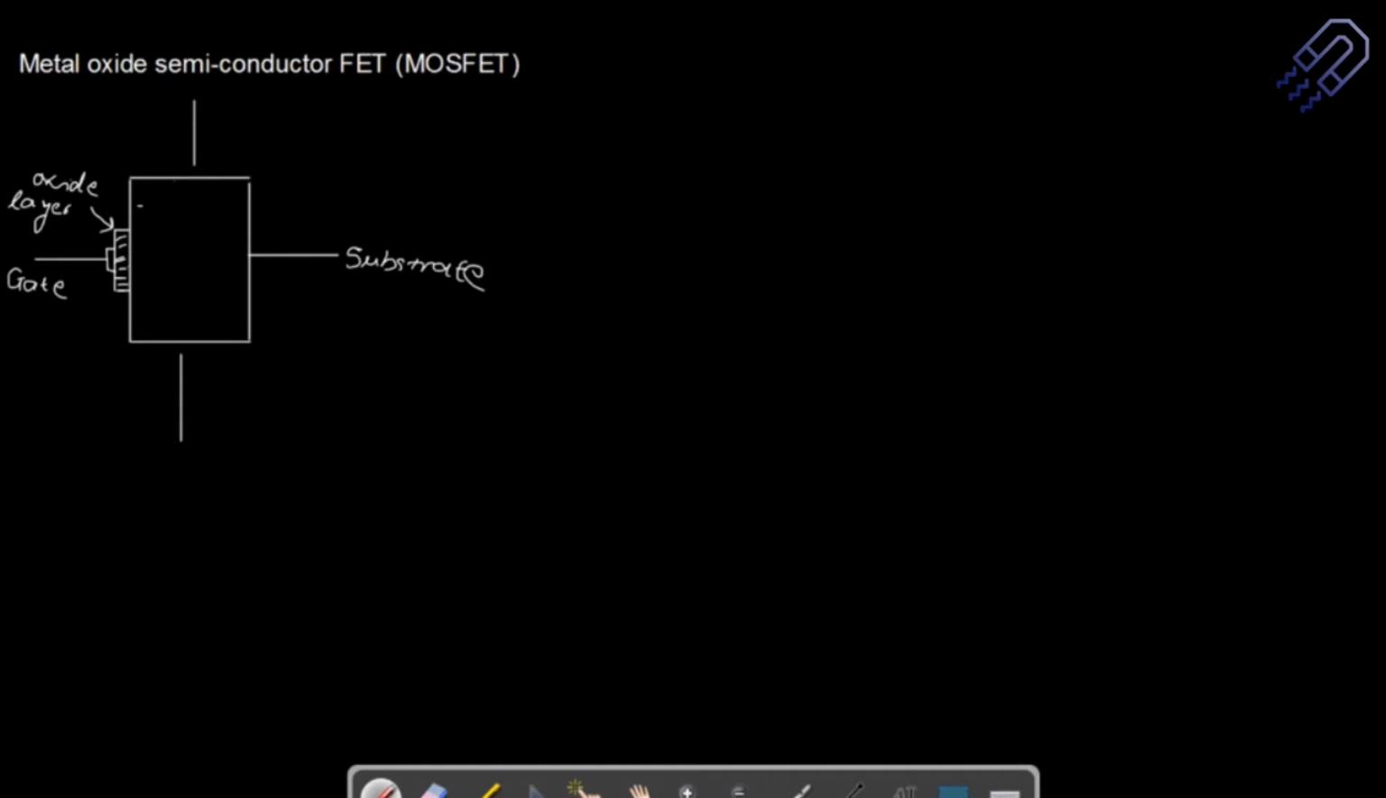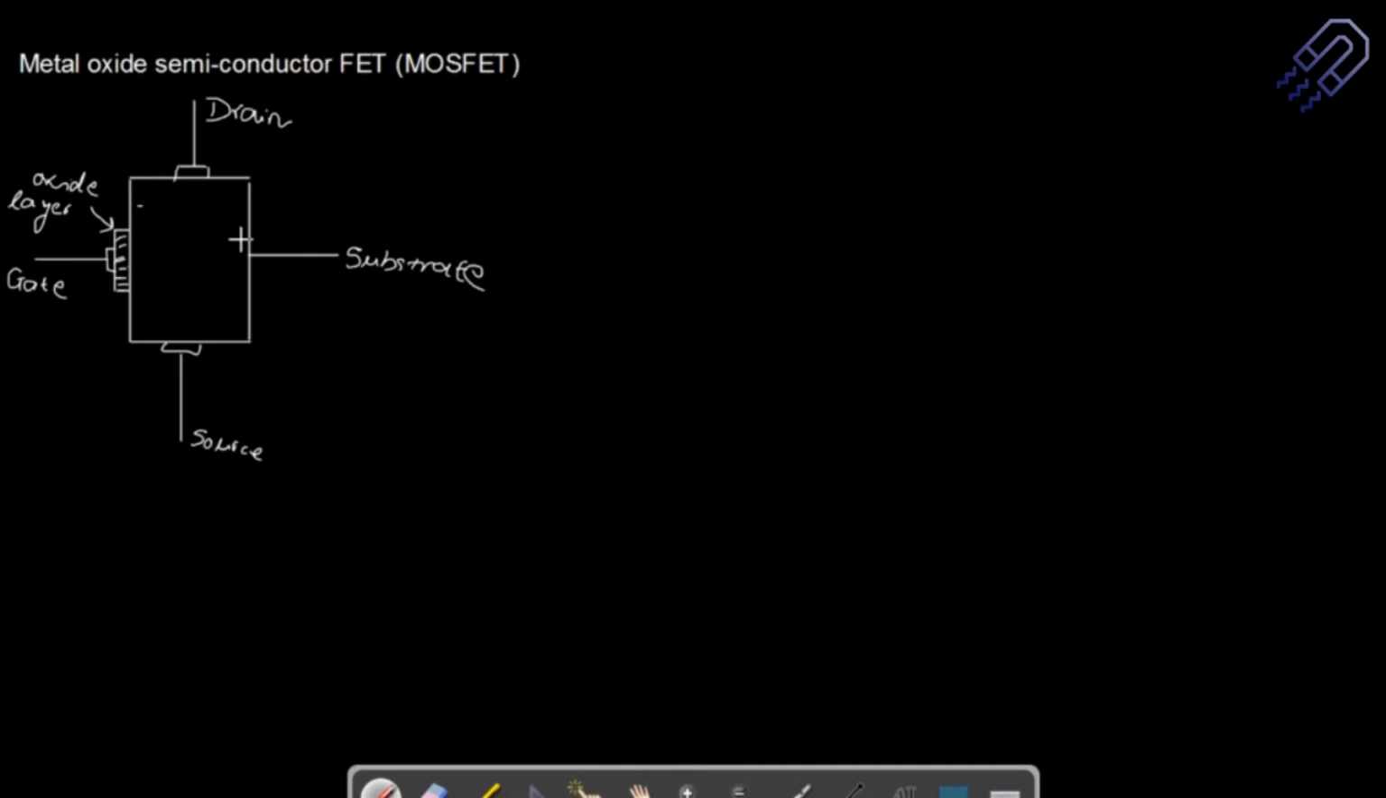On this side we have the drain. These are all metal connections; this is how the connections are made. This is the drain, which remains the same, and this is the source, if you remember.